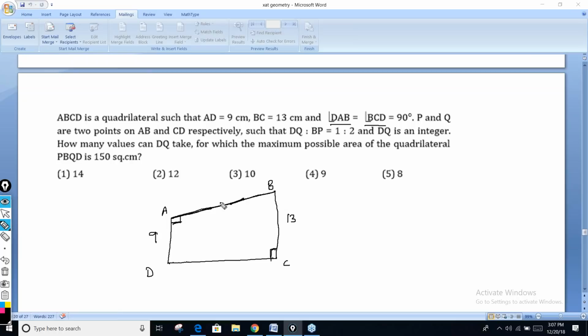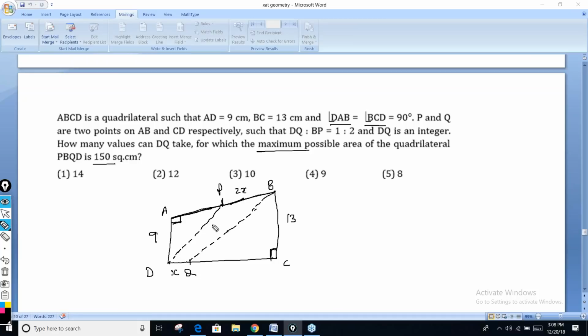P and Q are two points on AB and CD respectively, so that DQ and PB are in the ratio 1 is to 2. So if this is x, this is 2x. DQ is an integer. How many values can DQ take for which the maximum possible area of the quadrilateral PBQD is 150? So join it: PBQD. That is a quadrilateral. The area is given as 150, the maximum possible area, so the area will be less than or equal to 150.